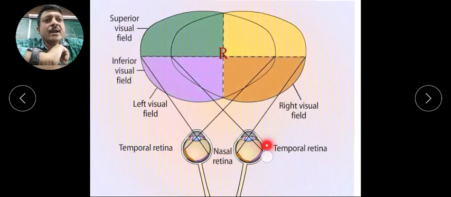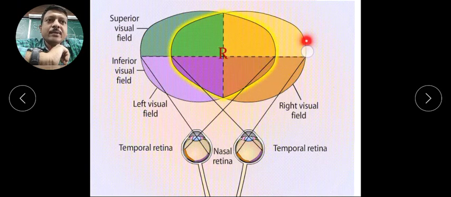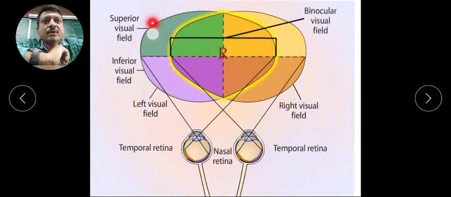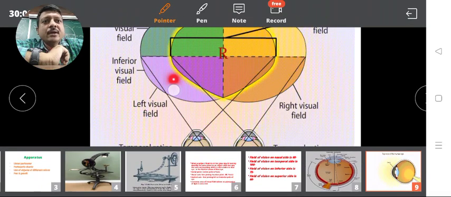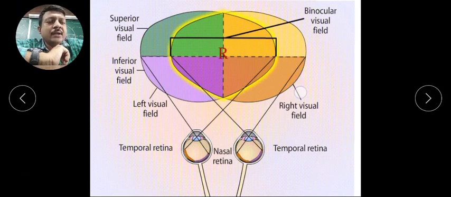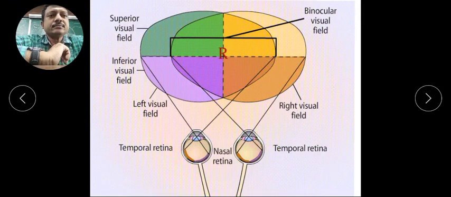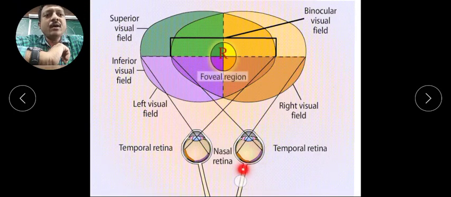Now, the temporal region is responsible for nasal vision and the nasal region is responsible for temporal vision. This one is common binocular vision. This one is the superior visual field, inferior visual field. This one is the left visual field and this one is the right visual field. This is the right eye and this is the left eye. Okay, and these are the optic nerves and the foveal region, responsible for foveal vision. Okay.